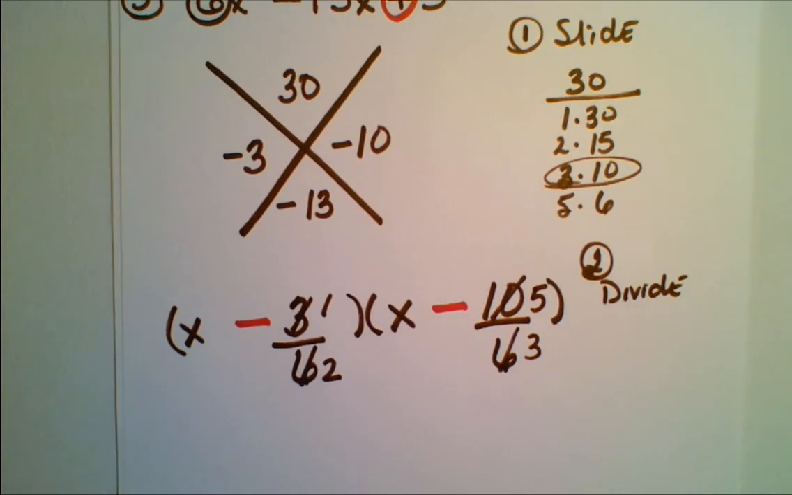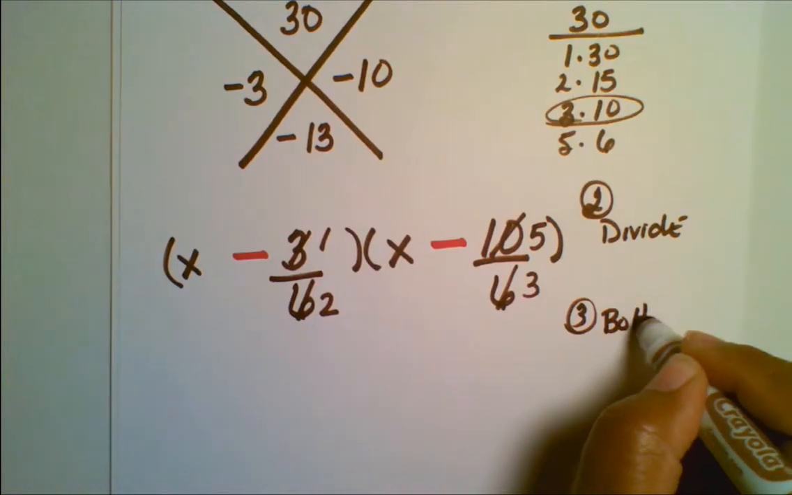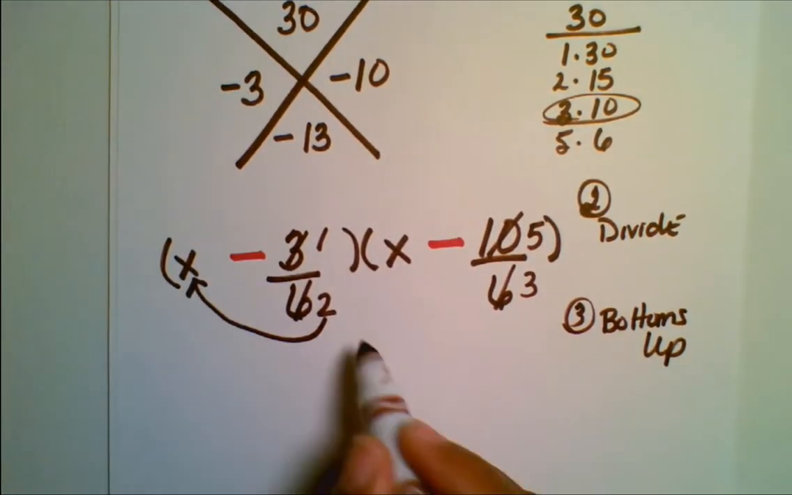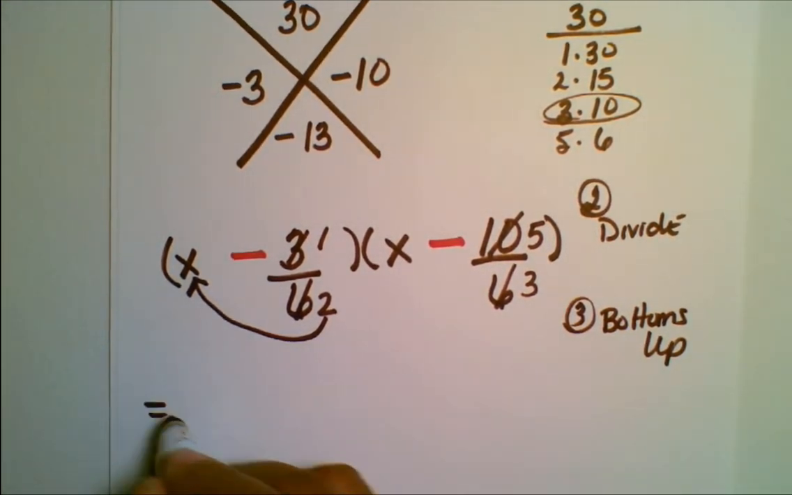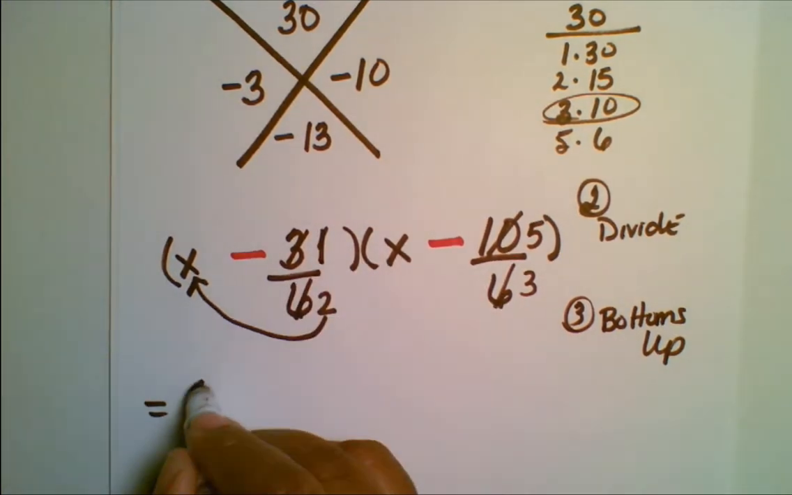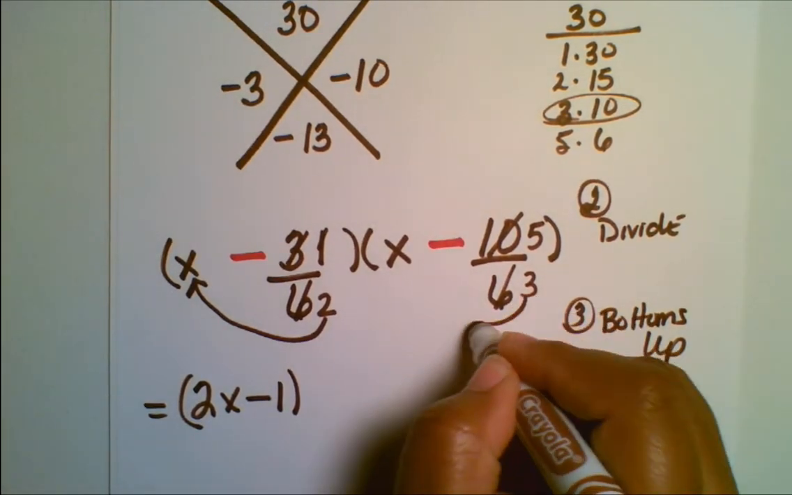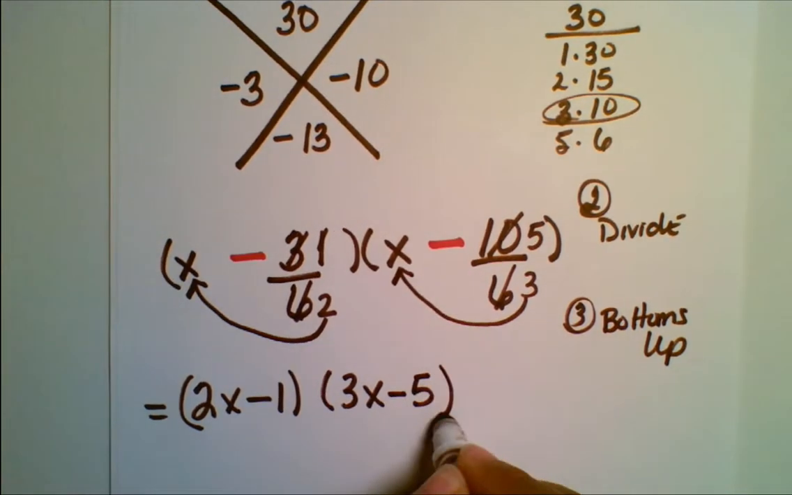And then once we divide, we go bottoms up, meaning take this 2 from the bottom and go up and attach it to the first term. So here's our solution: 2x minus 1, and this 3 bottoms up, 3x minus 5, and that is our answer: 2x minus 1 times 3x minus 5.